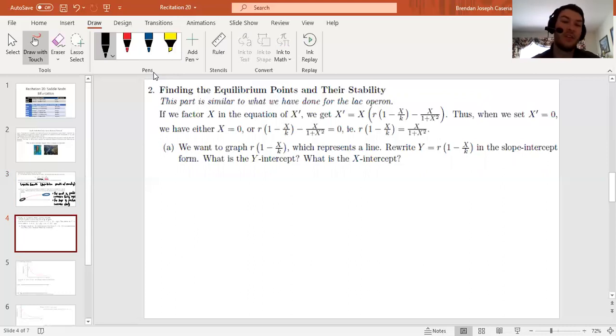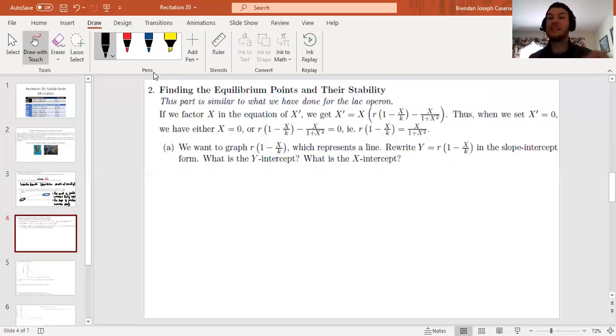In other words, if we take this term and move it over to the other side, r times 1 minus x over k equals x over 1 plus x squared. What we're going to end up doing is actually graphing both of these functions, this r times 1 minus x over k and this x over 1 plus x squared.